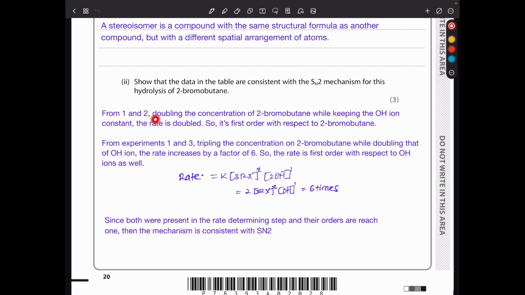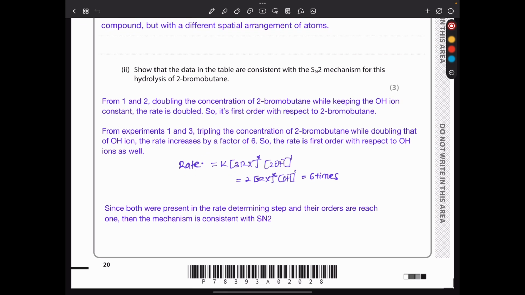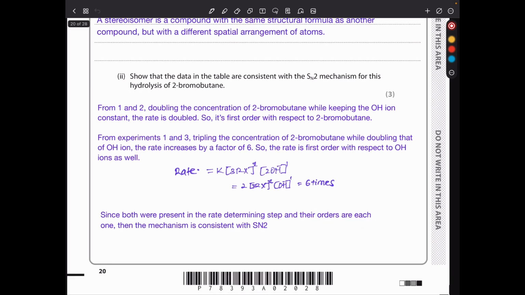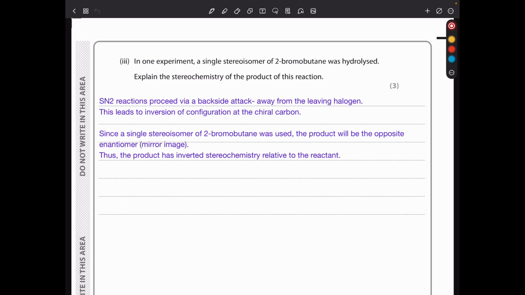So here I said from 1 to 2, doubling the concentration of 2-bromobutane while keeping that of OH minus ions constant, the rate is doubled. So it's first order with respect to 2-bromobutane. And from experiments 1 and 3, tripling the concentration of 2-bromobutane while doubling that of hydroxide ion, the rate increases by a factor of 6, so the rate is first order with respect to OH minus ions. Since both were present in the rate determining step and their orders are each 1, then the mechanism is consistent with SN2. Then they say in one experiment, a single stereoisomer of 2-bromobutane was hydrolyzed.